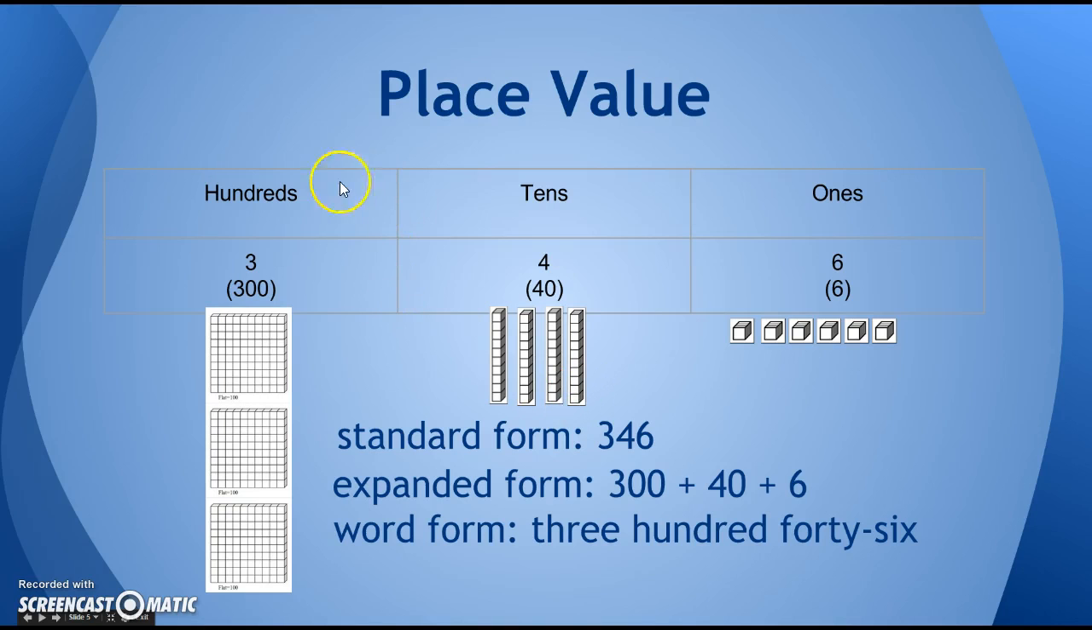We also can put it in a different way with this number 346. We have 3 hundreds blocks, we have 4 tens blocks, and we have 6 ones blocks. So in standard form, we would write it as the digits 346. In expanded form, we have 3 hundreds, so 300, we have 4 tens for 40, and we have 6 ones for 6. So 300 plus 40 plus 6. And finally, in word form, three hundred forty-six. And notice the hyphen there when we write that number.